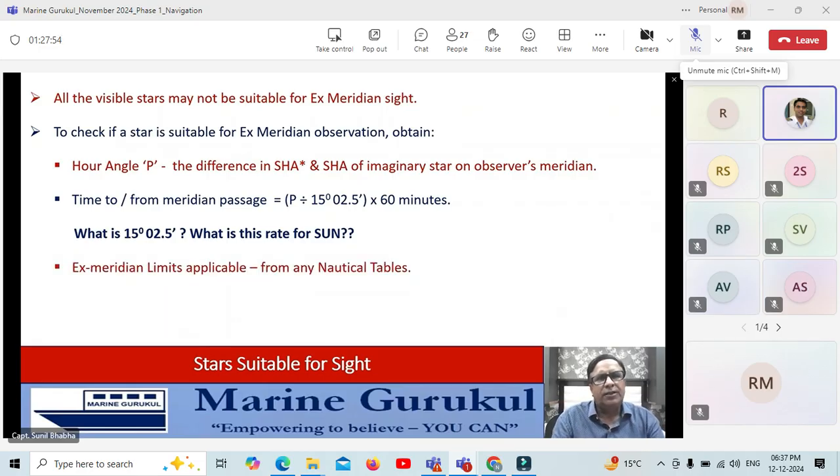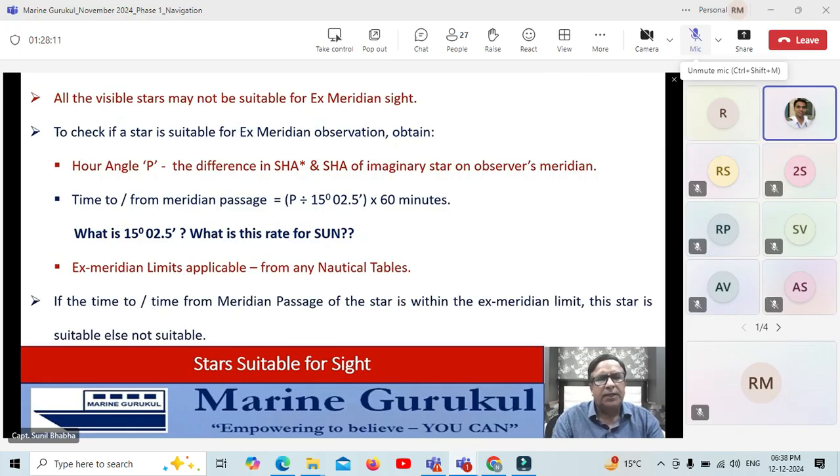Then we use any of the nautical tables, and from there we find the X meridian limits applicable to this case, which will depend on the observer's latitude and the declination of the body. So we get the X meridian limits from nautical tables. If the time to Marpas or time from Marpas calculated above is within the X meridian limits obtained from the nautical tables, then the star is suitable for X meridian observation. Otherwise, it is not suitable.